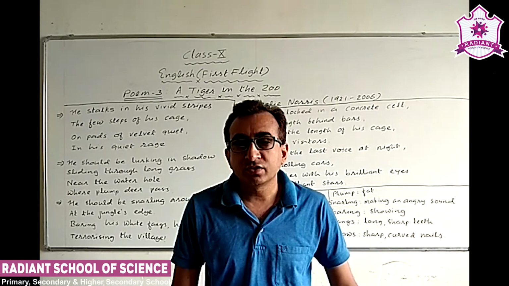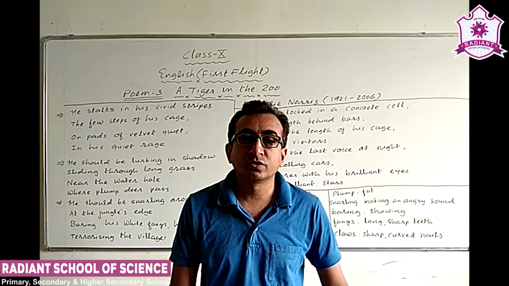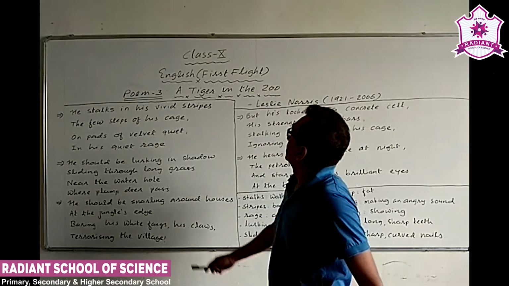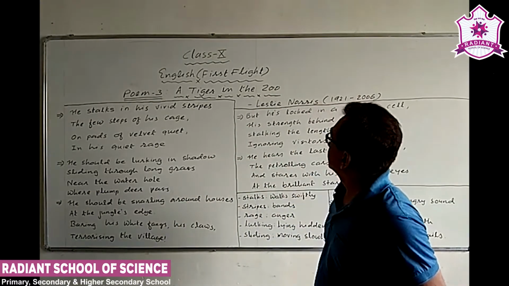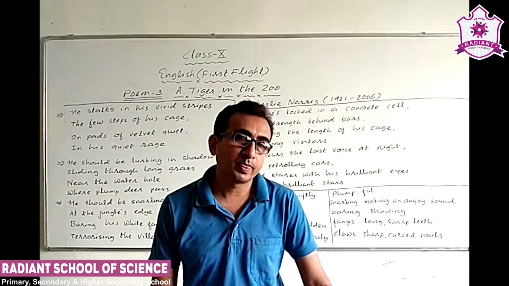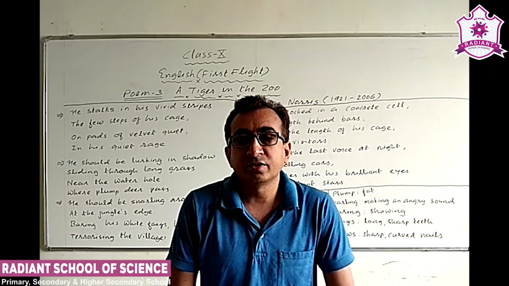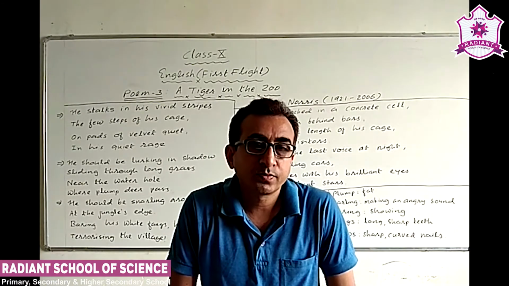Today we are going to study the third poem of your textbook. As you can see on the board, A Tiger in a Zoo, which has been written by Leslie Norris. This poem has been given along with the lesson Nelson Mandela, Long Walk to Freedom.